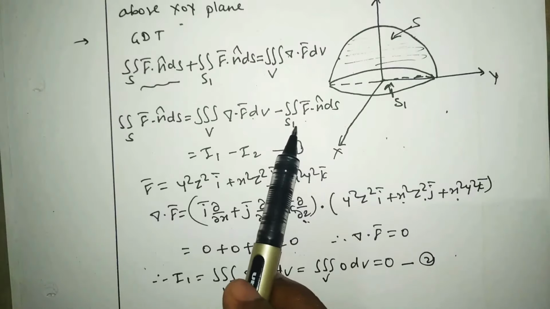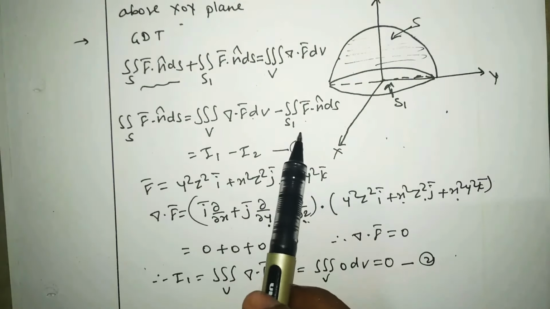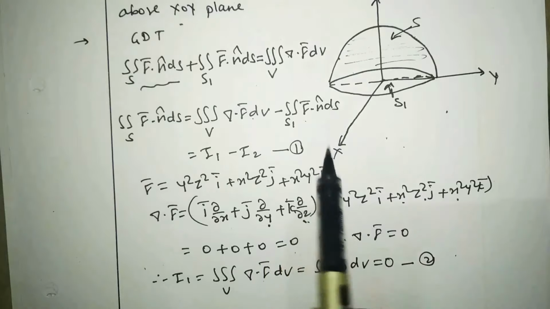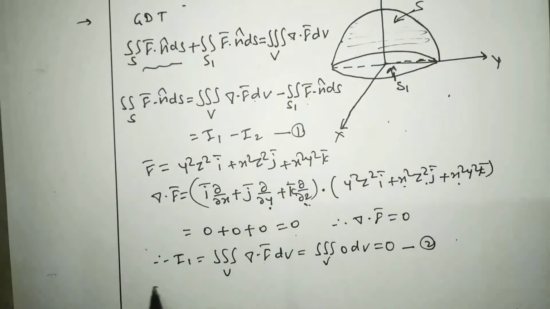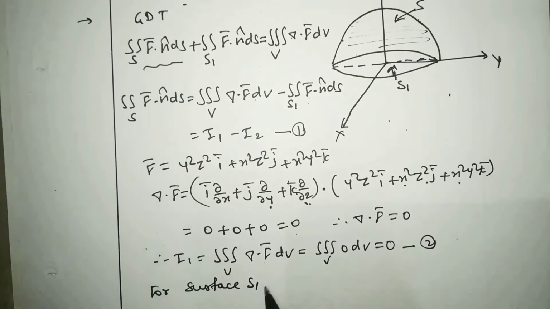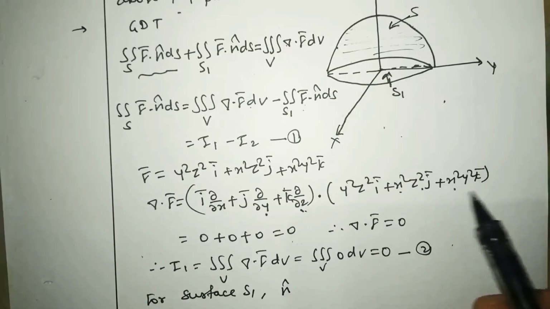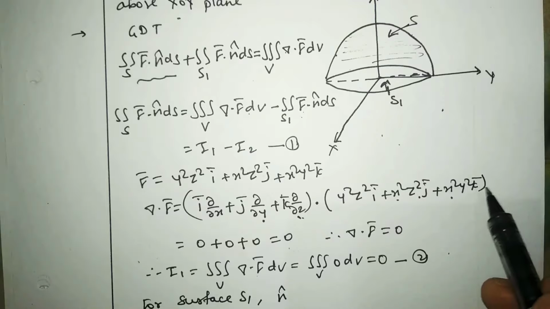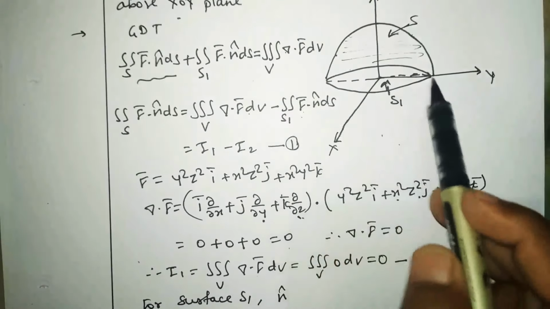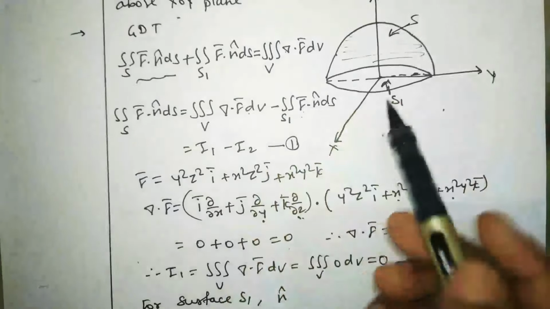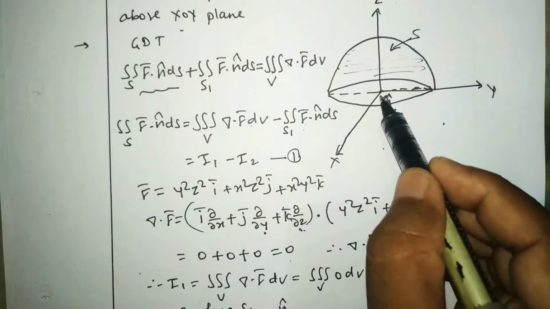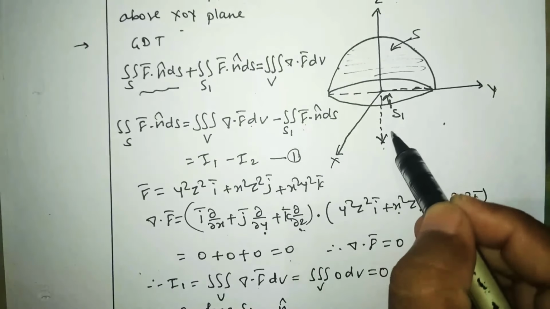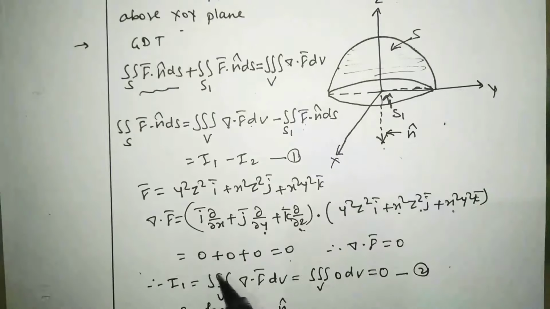Now we have to evaluate the value of I2. I2 means double integration over S1 f bar dot n cap dS. For that we require to calculate f bar dot n cap. So for the surface S1, what is n cap? Now n cap is the unit normal to the given surface. So what is normal to this given surface? This is a plane surface, the bottom surface of the sphere, and the normal to this plane surface is in this direction. This is the normal, the direction of n cap.